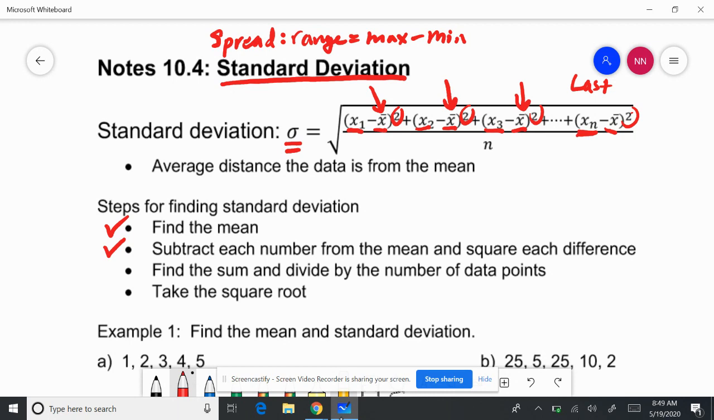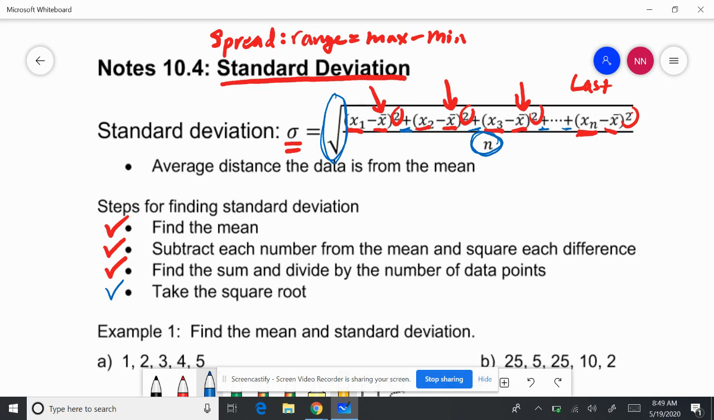Then we find the sum. Notice that we're adding each of the values together. We're going to divide it by however many numbers there are. And our last step is to take the square root. So this square root part, that's our last step. And that's how we find the standard deviation.